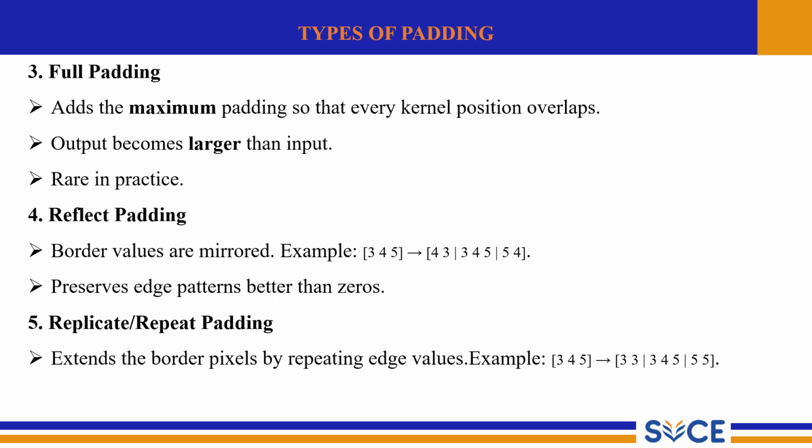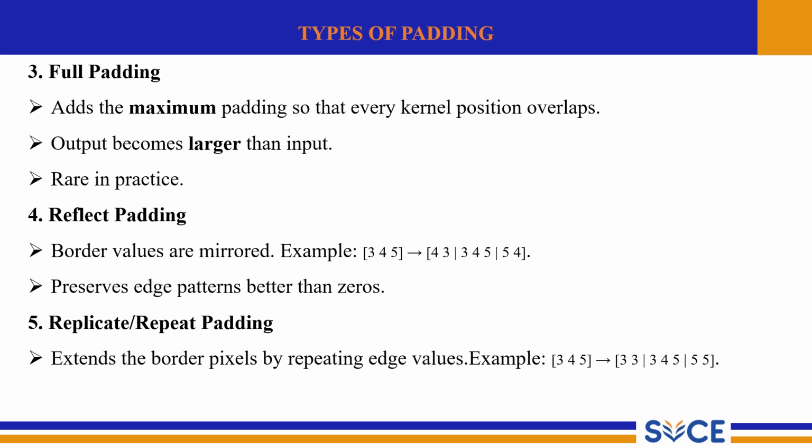Then other types of padding. Full padding. Full padding adds the maximum number of pixels around the input so that the convolution filter can slide over every possible position, even beyond the original borders. With full padding, the output size actually becomes larger than the input. This type of padding is rarely used in practice because it increases computational cost.